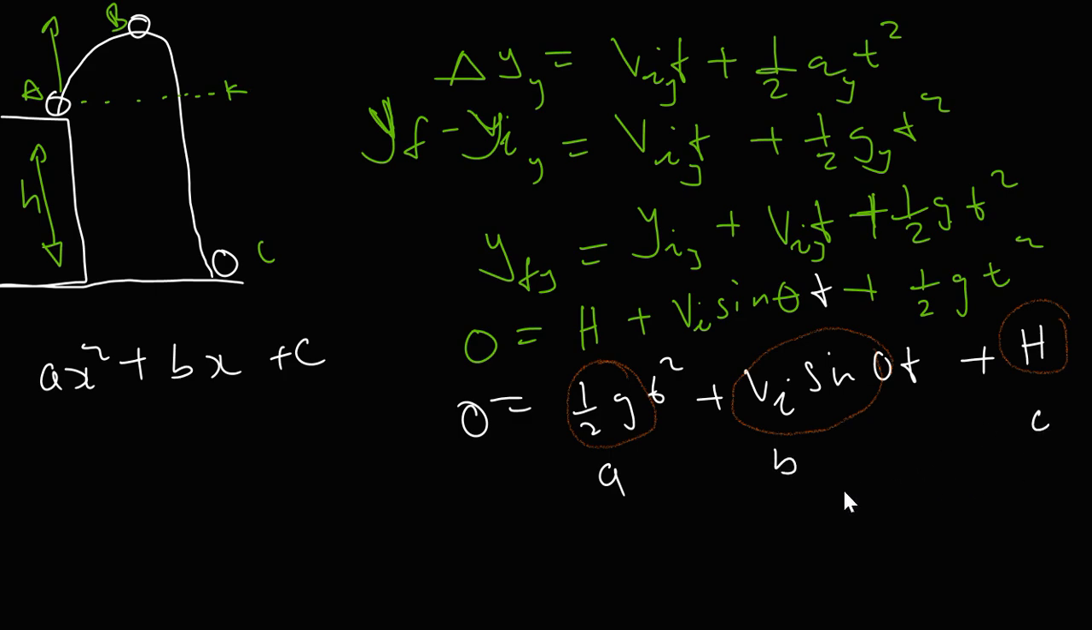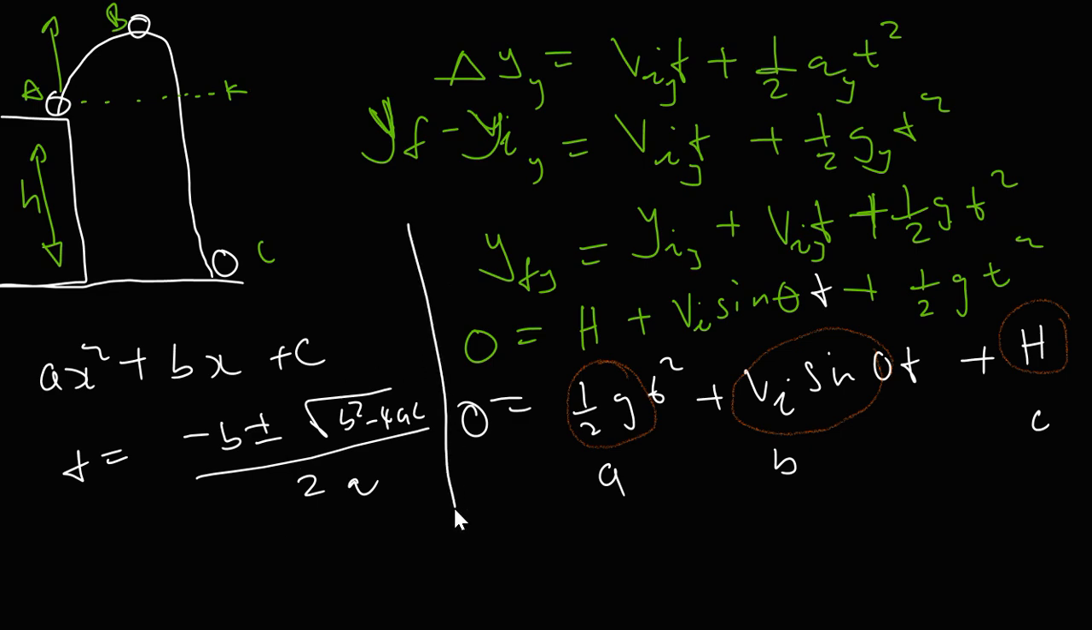To find the correct answers for time, we can now use your very powerful friend, the quadratic formula. We can now say time is going to equal minus b plus or minus the root of b squared minus 4ac, all over 2a. Again, you know that using the quadratic gives two answers, one could be negative and one positive. Because we're working with time here, you only take the positive answer as the correct time, because we can't really have a negative time.